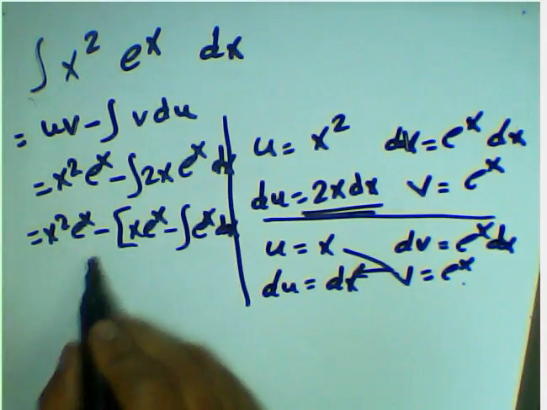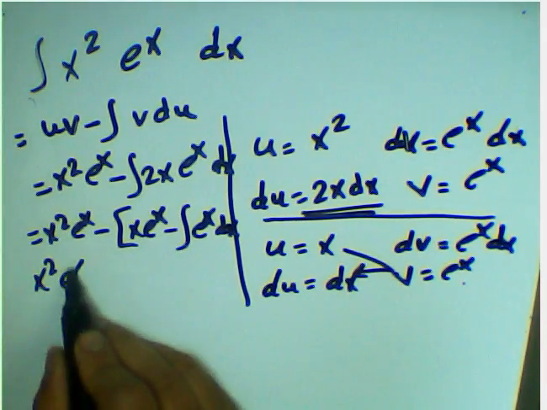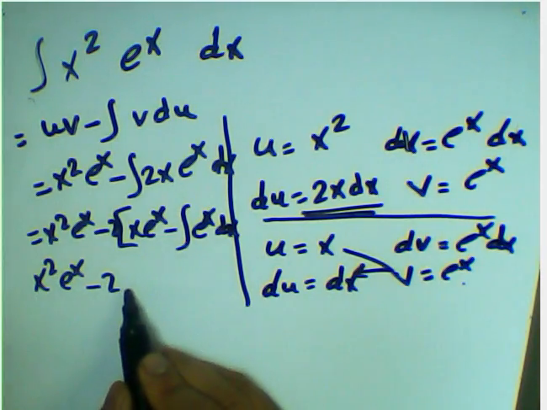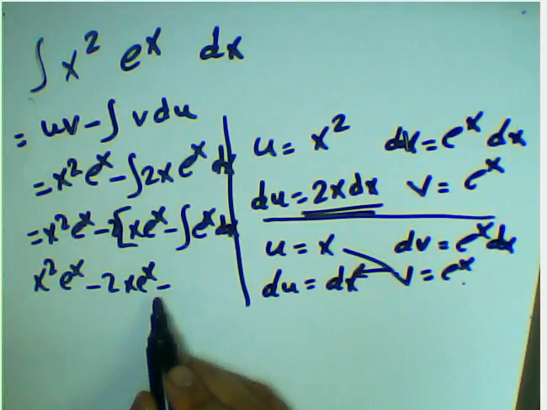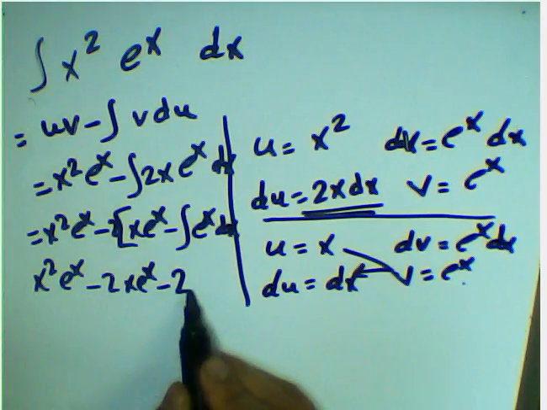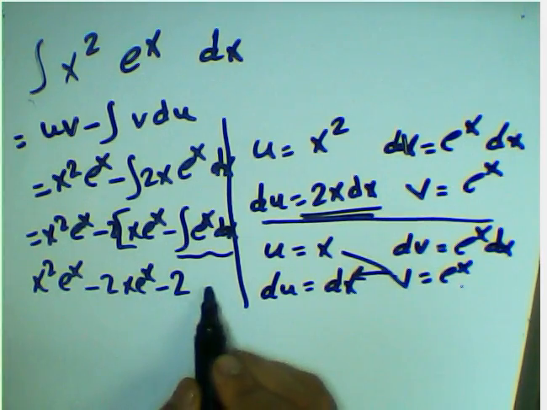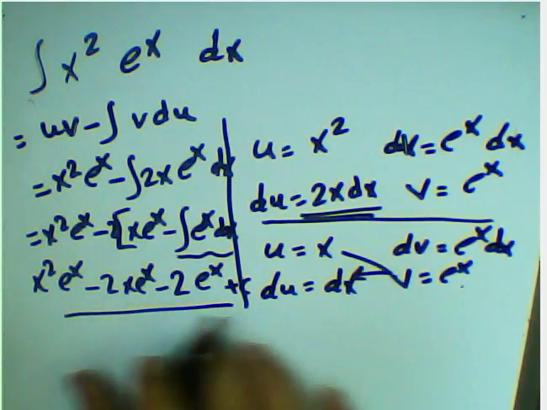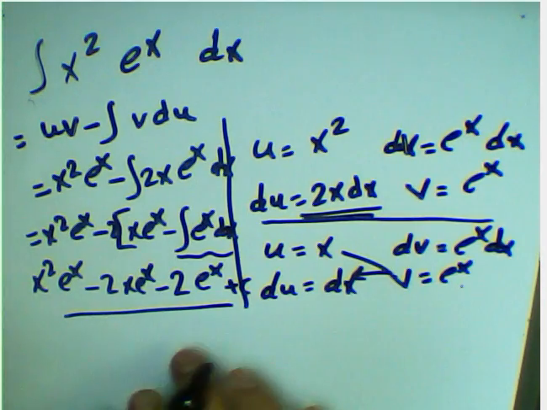We can write x power 2 e power x subtract 2x e power x, don't forget the 2 outside, subtract 2 multiplied by the integration of e power x, which is e power x plus a constant. We don't have any similar terms here, so this is the final result.